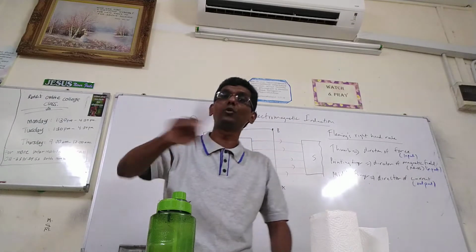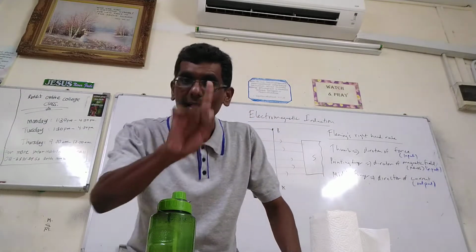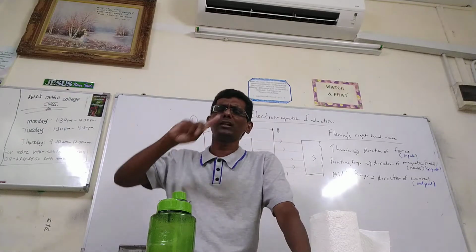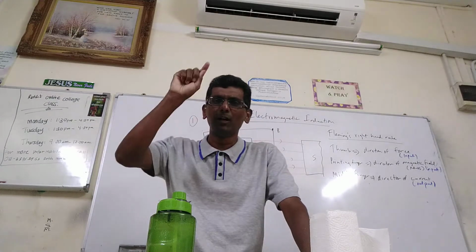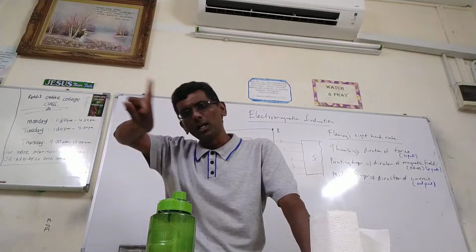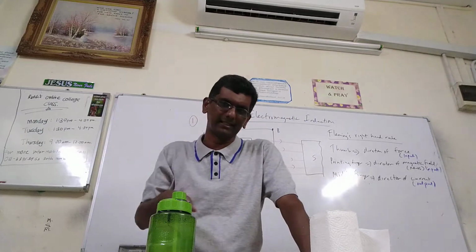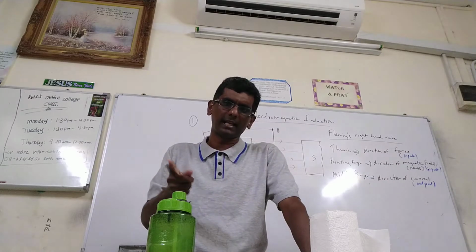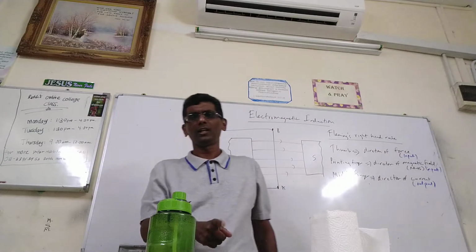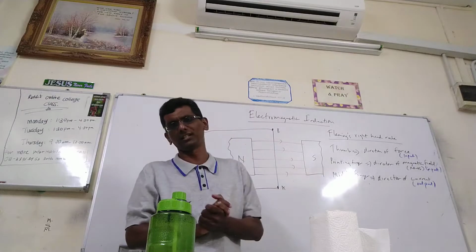Induced current always flows in two directions. Unlike the battery, where current always flows in one direction, from positive to negative. That is called DC current, direct current. But induced current always flows in two directions.